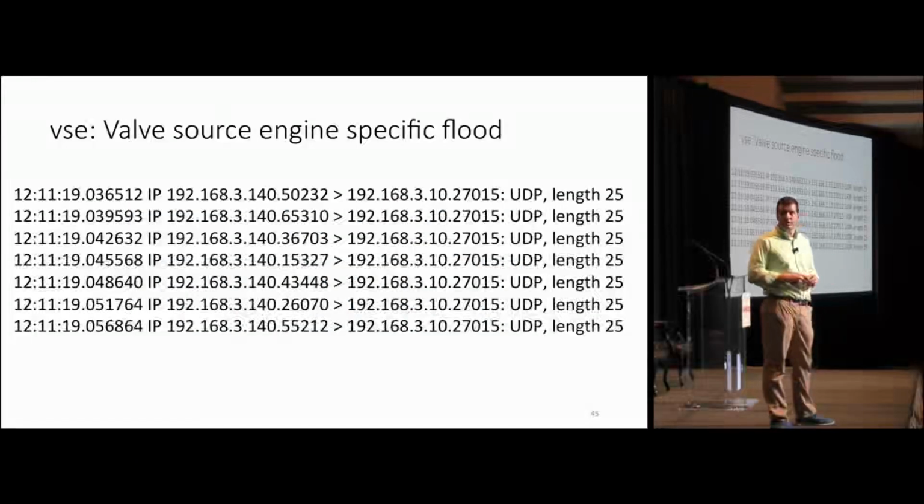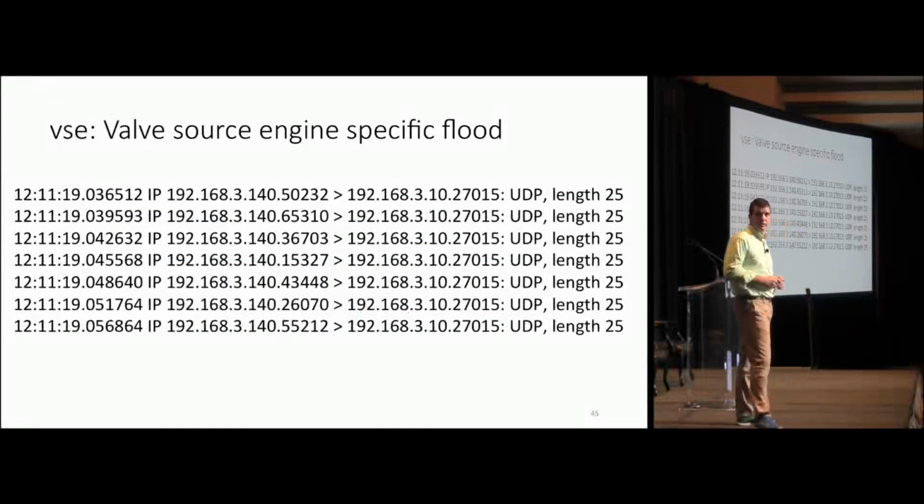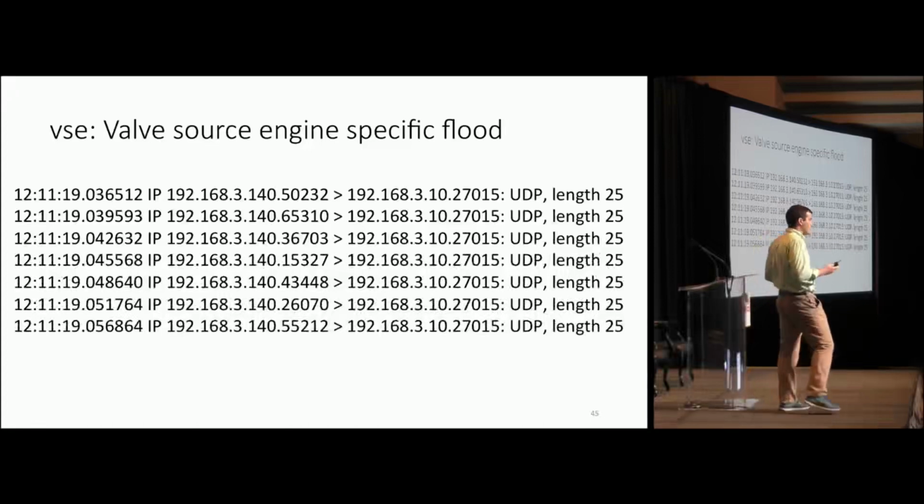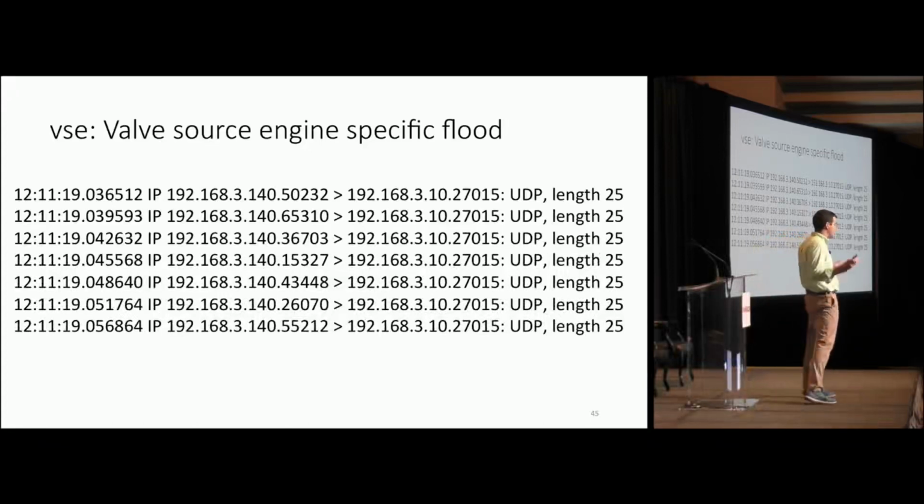And this is basically just what it looks like on the actual flood. So random source ports attacking UDP 27015. And again, if I was running a gaming network, I would probably see a lot of this in my network already. So it might be a difficult thing to try and fingerprint and block with traditional firewall filters or ACLs.